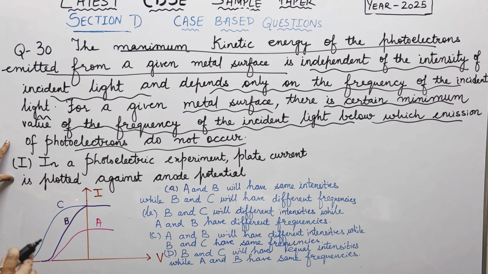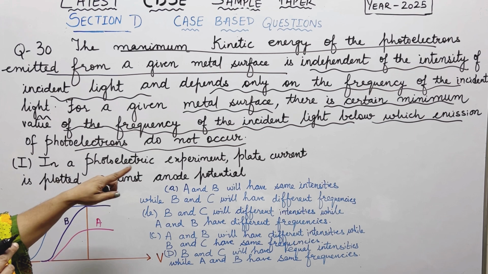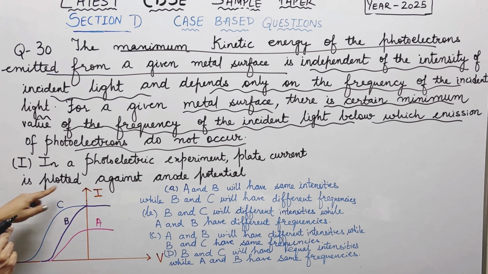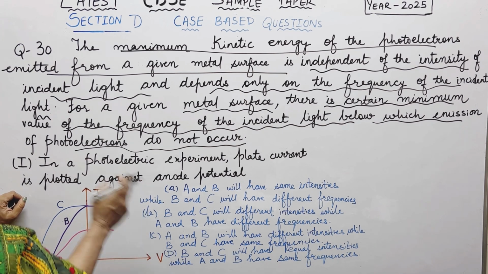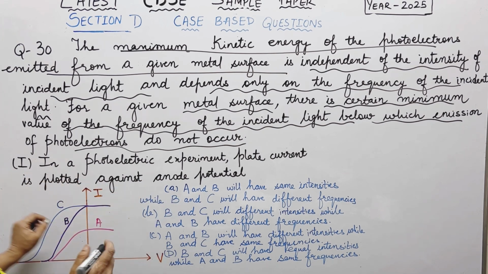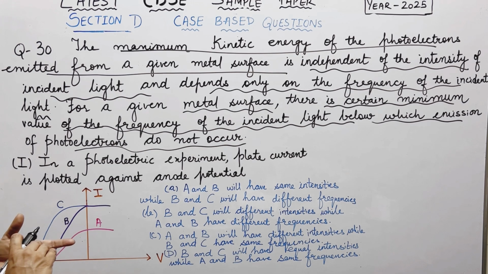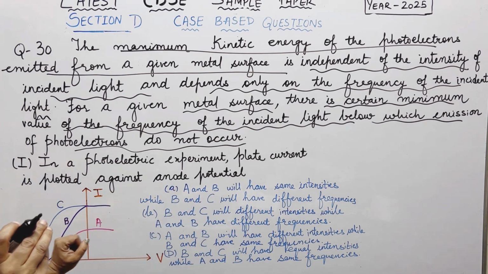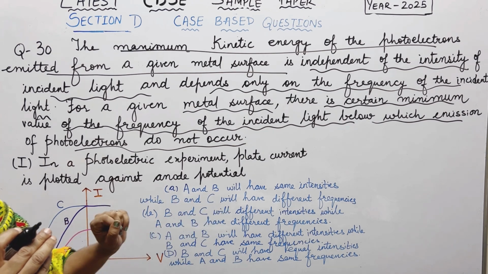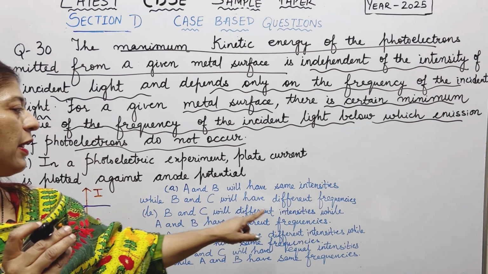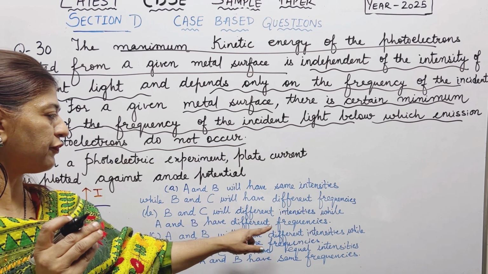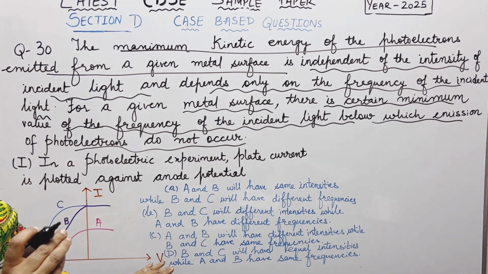So in this part it has been asked: in a photoelectric experiment, plate current is plotted against the anode potential, and these are the options given to us. You can see the curves, this is the anode potential and I is the plate current. Three curves A, B and C are shown. The question asks: A and B will have same intensities while B and C will have different frequency, or B and C will have different intensity and A and B have different frequencies, and C and D are the options given.